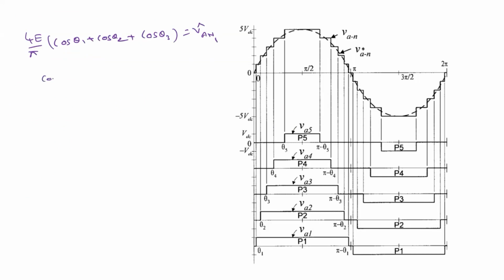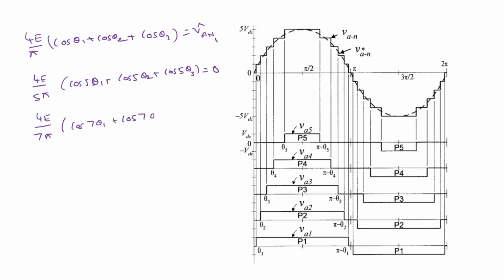So the rest of the things: 4E by 5 pi into cos 5 theta 1 plus cos 5 theta 2 plus cos 5 theta 3 equal to 0, and 4E by 7 pi into cos 7 theta 1 plus cos 7 theta 2 plus cos 7 theta 3 equal to 0.